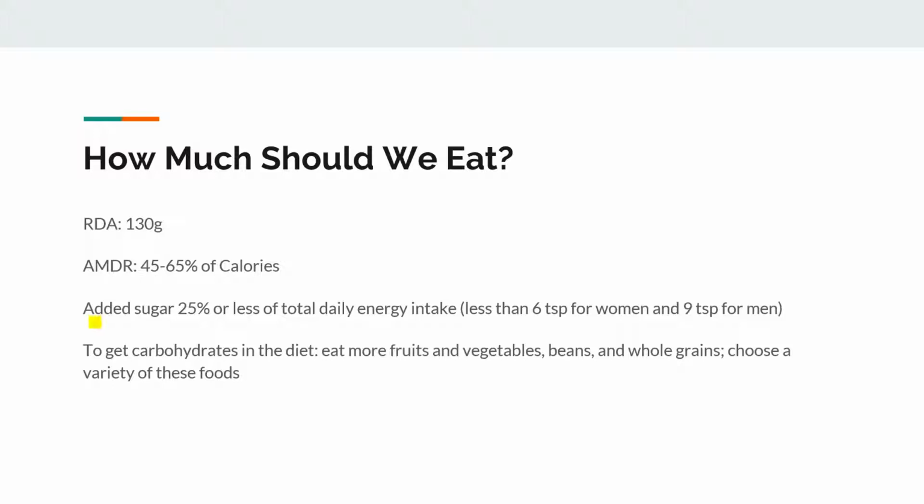And then this last bit here is really important, I think. The added sugar piece. So added sugars, which means foods that are sugar that's not naturally occurring in the food, should amount to 25% or less of total daily energy intake, or in other words, for women, less than 6 teaspoons a day and less than 9 teaspoons a day for men. Each teaspoon of added sugar has about 4 grams of carbohydrate. So you'd want to keep that under 24 grams of added sugar.